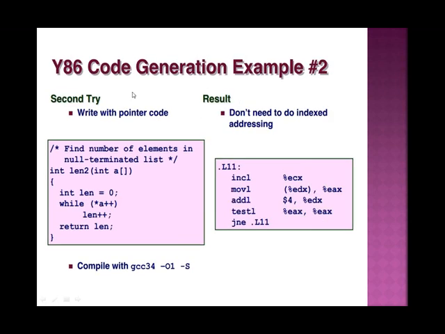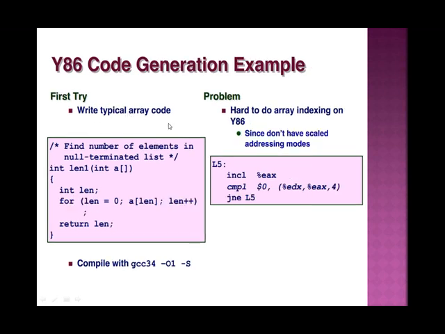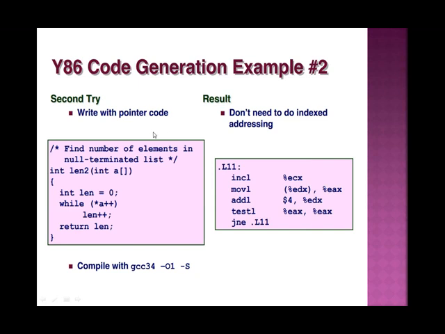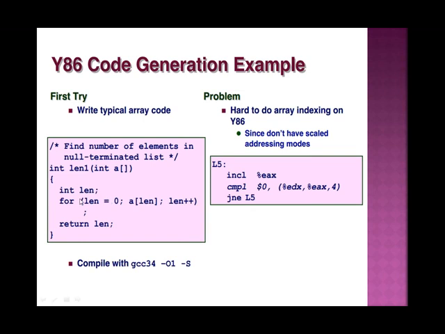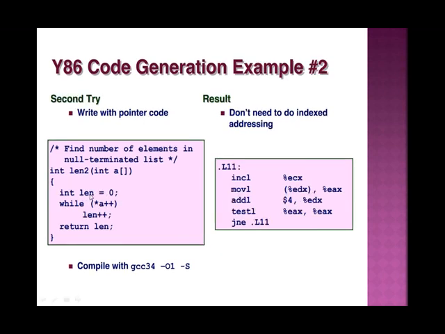The next example is your second try. Write with pointer code. This is your typical array code, then pointer code. This finds the number of elements in a null terminated list. This is int len2, int A array, that is A. This is used for the array element, this is used for the argument, this is your function name. Curly braces start. Int len equals 0. Earlier I was using a for loop; here I am using a while loop.